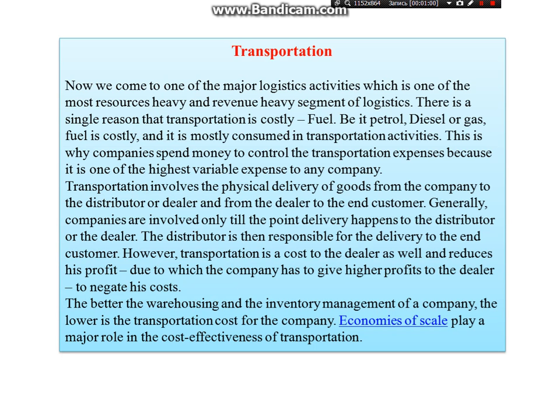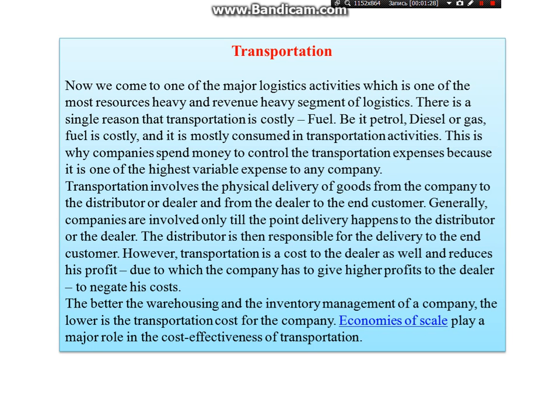Now we come to one of the major logistics activities, which is one of the most resource heavy and revenue heavy segments of logistics. There is a single reason that transportation is costly: fuel. Be it petrol, diesel or gas, fuel is costly and it is mostly consumed in transportation activities. This is why companies spend money to control the transportation expenses, because it is one of the highest variable expenses to any company.